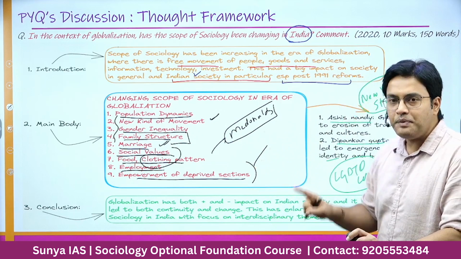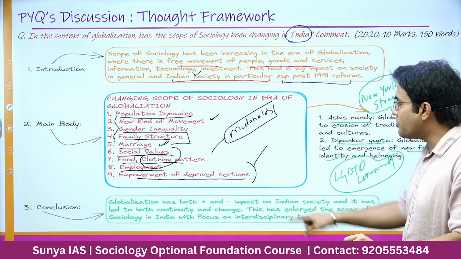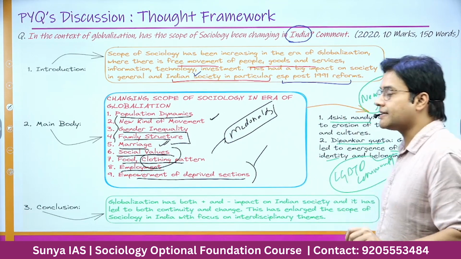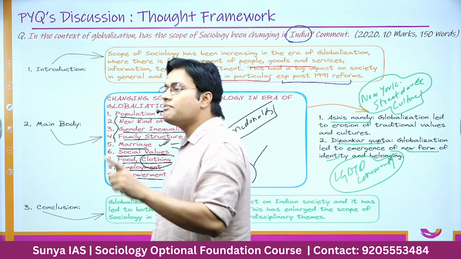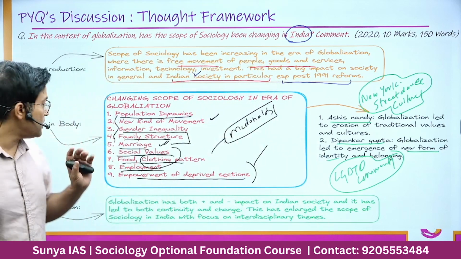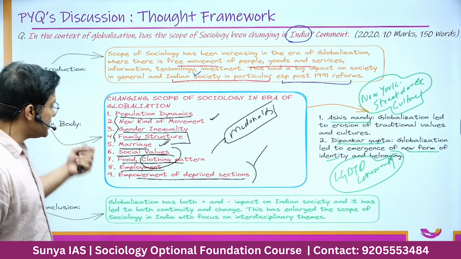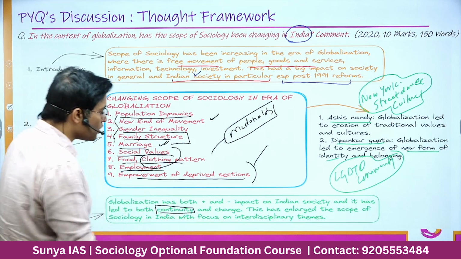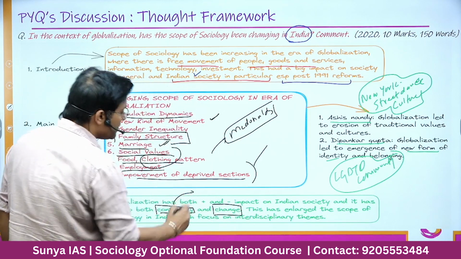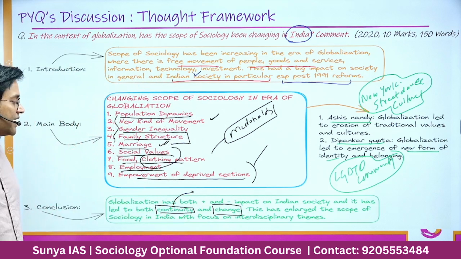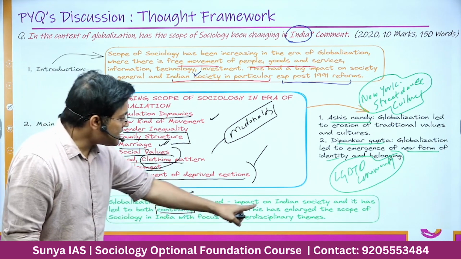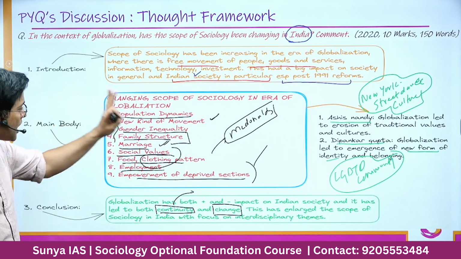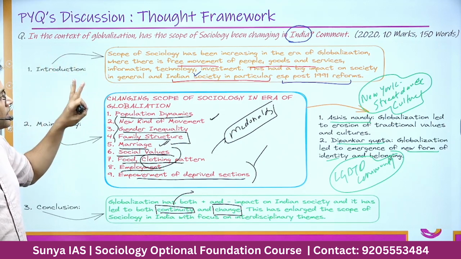Then an apt conclusion as per the demand of the question. Globalization has both positive and negative impact on Indian society, and it has led to both continuity as well as change. No society can be completely static, and no society can change continuously either, because certain elements keep repeating themselves, so there will be continuity and also change. Continuity leads to stability and order, and change brings the progress we need. So this has enlarged the scope of sociology in India with a focus on interdisciplinary themes. This is how you can approach this question in a properly structured format.